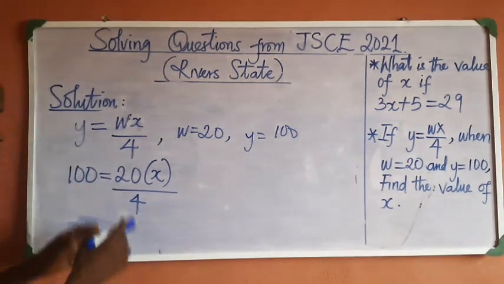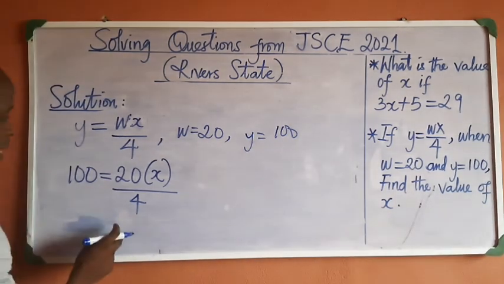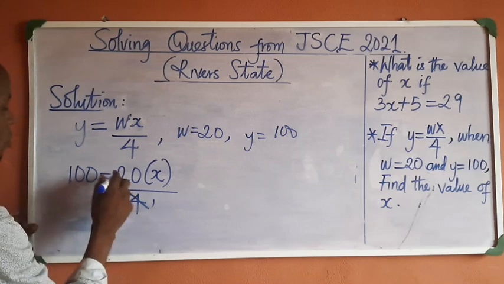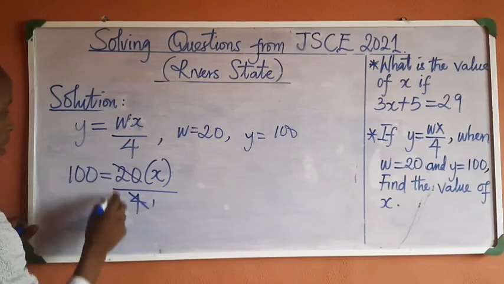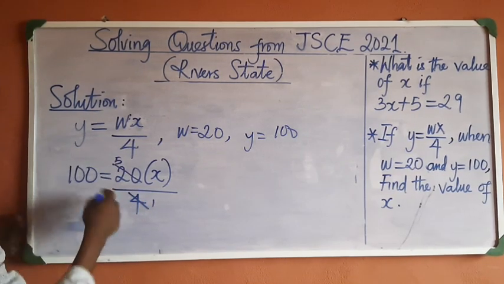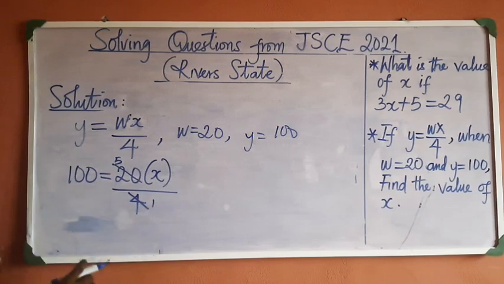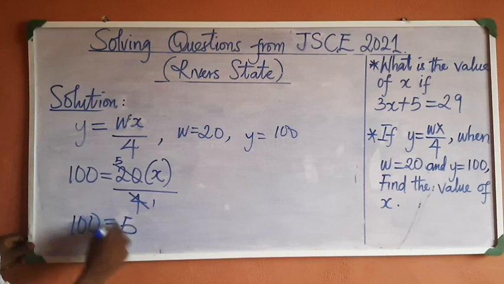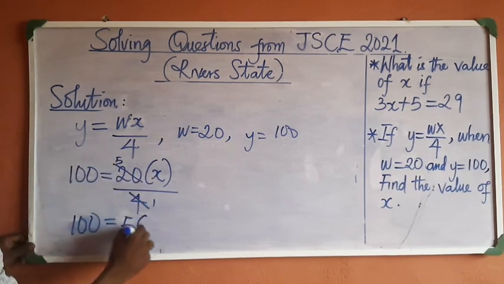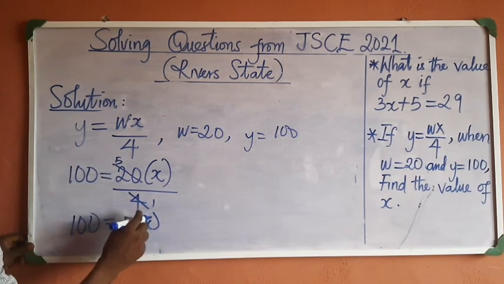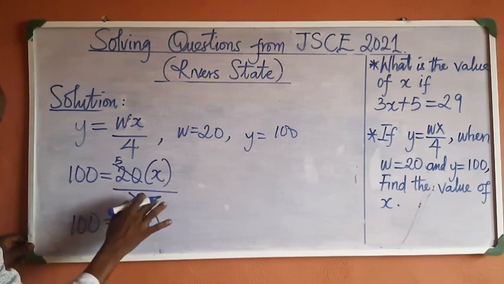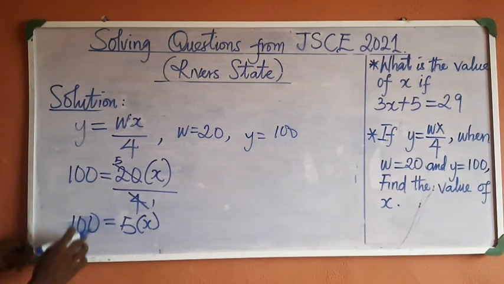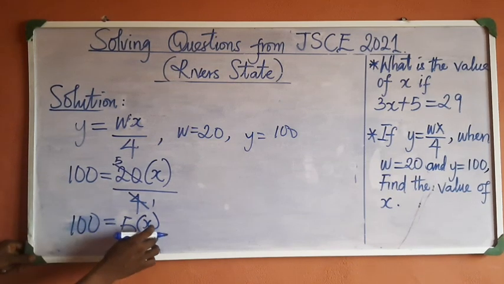So what am I supposed to do next? I will divide 20 by 4. So 4 goes in 20 how many times? 5 times. So I can now rewrite my equation properly. So 100 is equal to 5, I have 5 left here and x in bracket. And then there is nothing down here again. So this is what I am left with. I have 100 equals 5x.